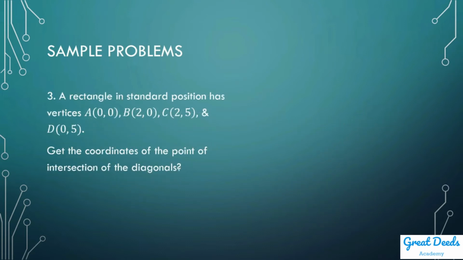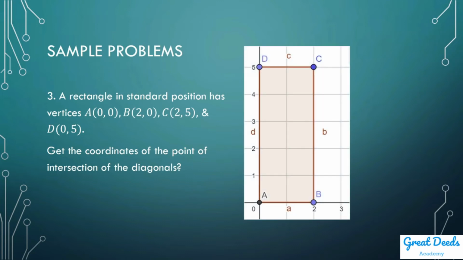A rectangle in standard position has these vertices. Get the coordinates of the point of intersection of the diagonals. So this is your rectangle, and those are the vertices. These are the diagonals. By sketching it, you can see right away what the point of intersection is going to be. It's going to have an x coordinate of 1 and a y coordinate of 2.5.